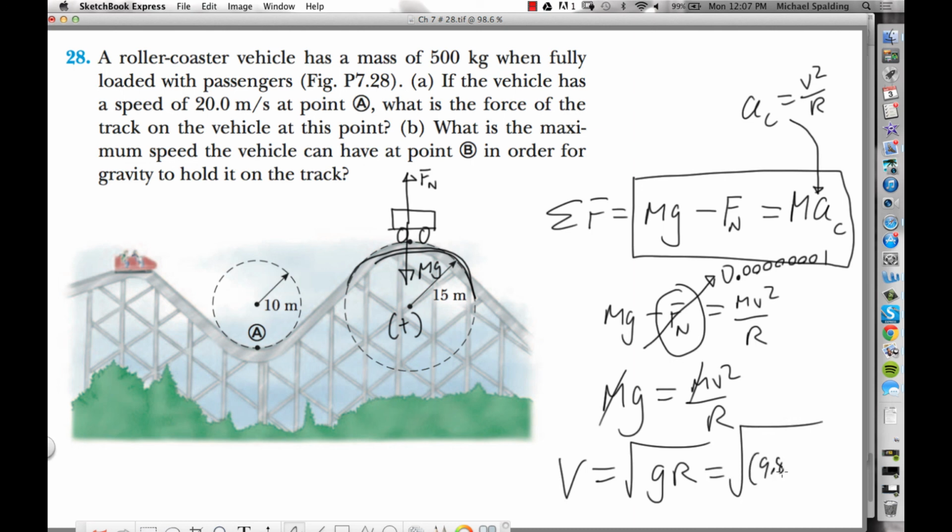So g is 9.8 meters per second squared. The r is 15. So this comes out as 12.1 meters per second. And that's the velocity. Look, if you plug that velocity in right there, the normal force will be 0. It's the velocity where the car starts to leave the track.